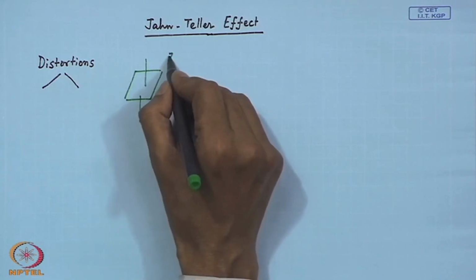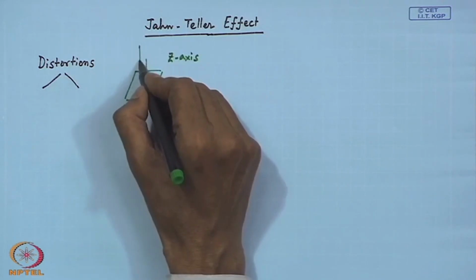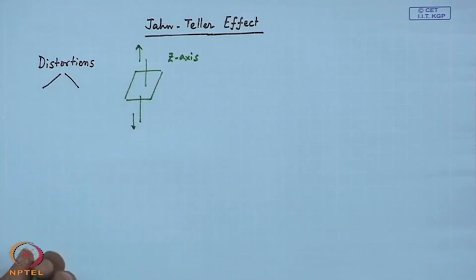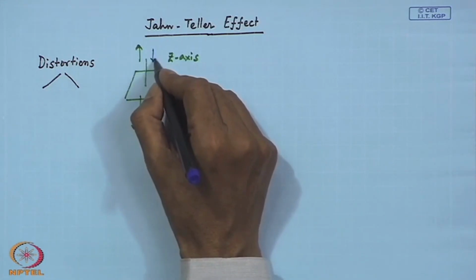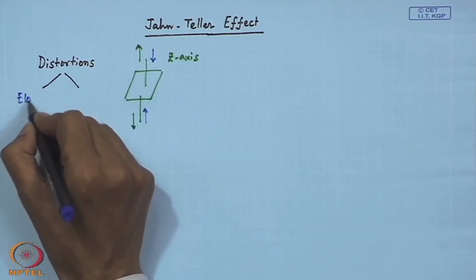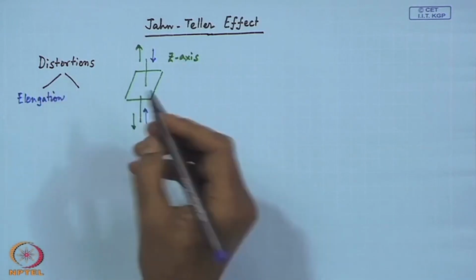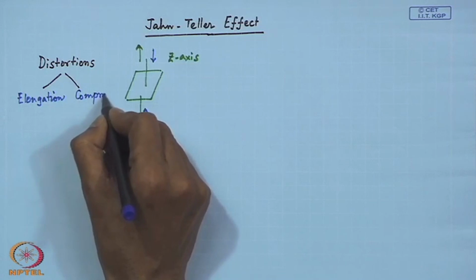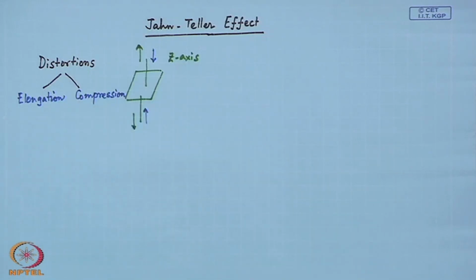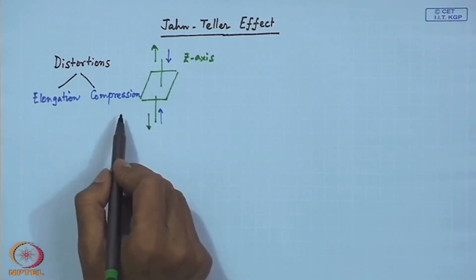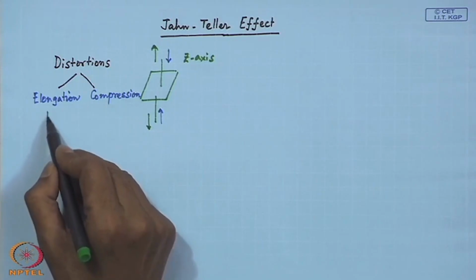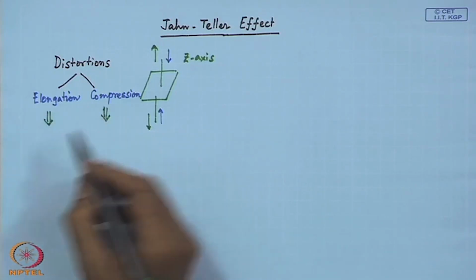considering the z axis, which is either elongated or compressed. So, we will have elongation as well as compression. In these two cases, depending upon the amount of distortion in a particular direction, that means the z axis, if we have elongation in one case and compression in another, we will definitely get different electronic configurations.